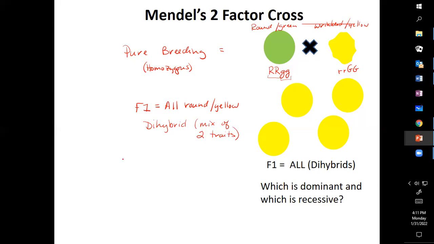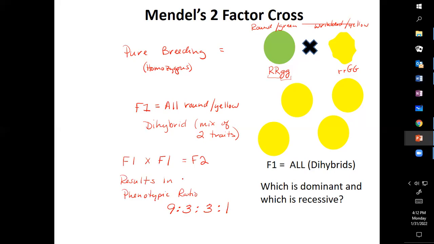So what happens when you take one of these round yellow individuals and cross it with another one and collect data for dozens of offspring? The F2 generation resulted in, and we'll look at the basis for this, so I'm just going to skip ahead, it resulted in a distinct phenotypic ratio of 9 to 3 to 3 to 1.